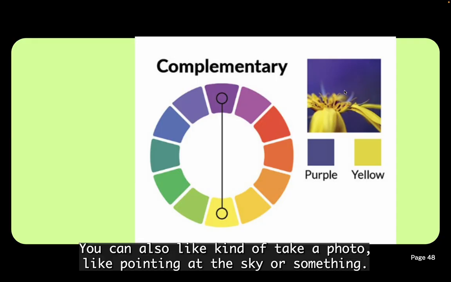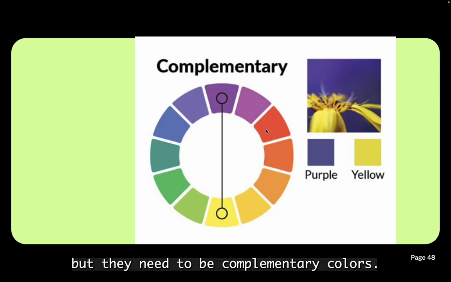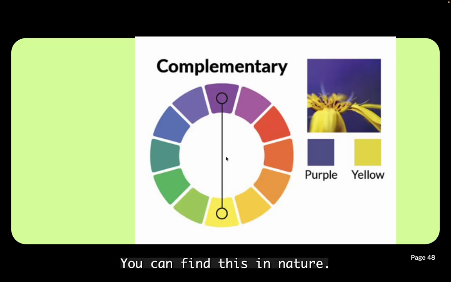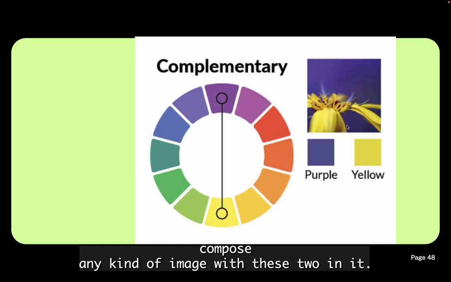As you can see, this is an example of a yellow flower with a blue background. You can also take a photo pointing at the sky or something. The point is that the image I want you to take is going to have two colors, but they need to be complementary colors. You can stage this, or you can find this in nature.